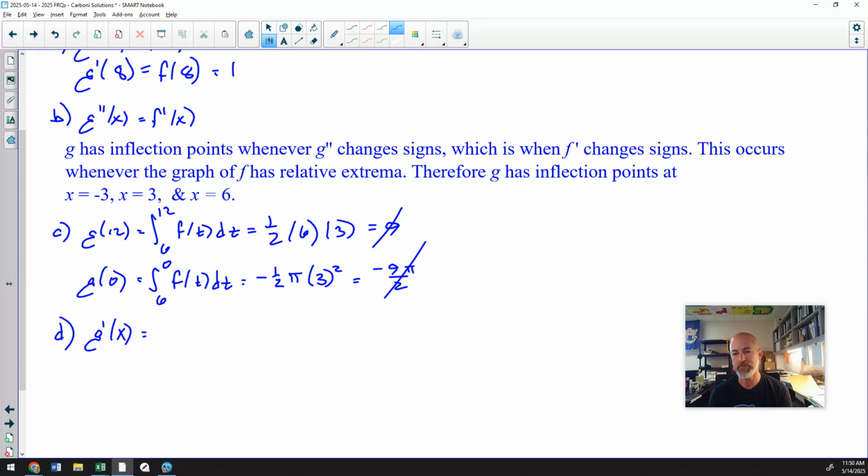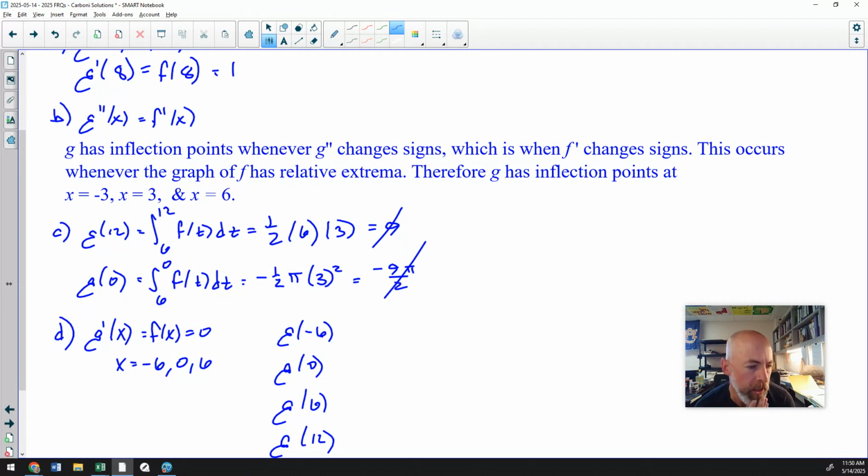So I'm going to write down g prime of x, which is f of x, is going to equal 0 at the x values of -6, 0, and 6. And to test those candidates, we also have an endpoint of 12. We need to evaluate g of -6, g of 0, g of 6, and g of 12. Go back and reread the question. It says, at what value x does it occur? G of -6, we haven't figured that out yet.